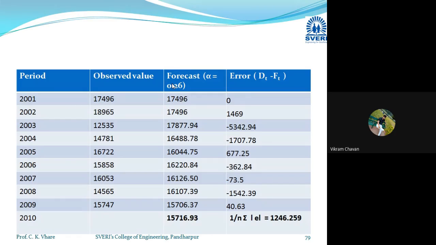And alpha we put as 0.26. So (1 minus 0.26) multiplied by 17,496, plus 0.26 multiplied by 17,496. Whether you are getting the same value, 17,496, just mention it in the chat box.